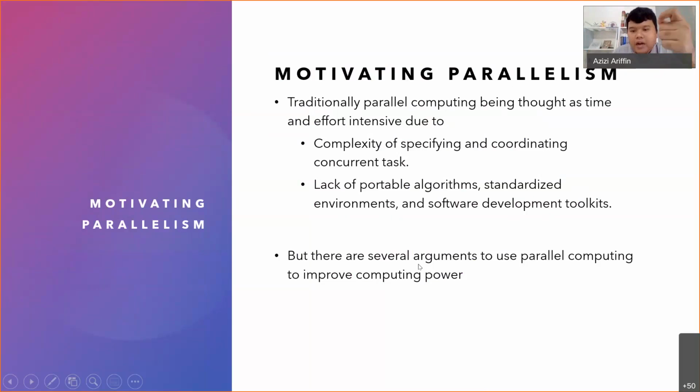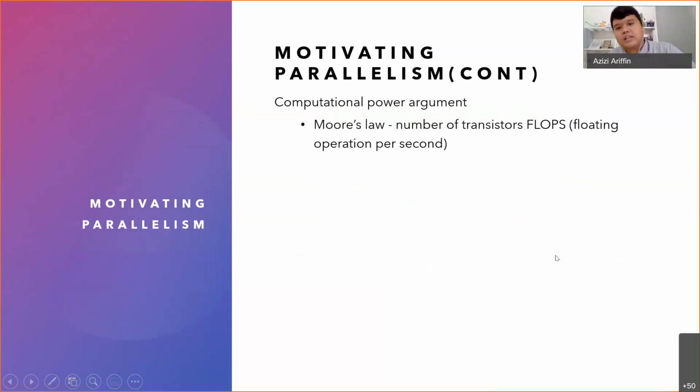And there are several arguments why we need to use parallel computing to improve computing power. So the first argument is, according to Moore's law, the number of transistor, okay, so as years go by, so kita akan have more number of transistor. Kita boleh cram in lagi banyak transistor dekat dalam CPU. Tapi adakah kita cram in just for the sake of increasekan CPU clock? Tak, kita nak increasekan number of cores kita boleh cram in dalam satu CPUs.